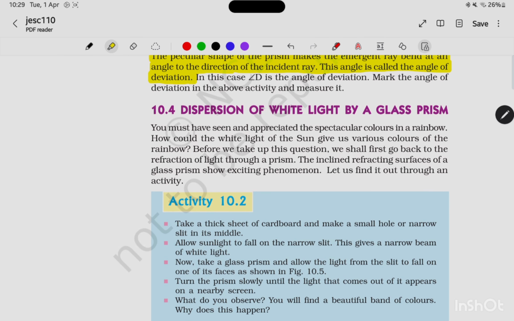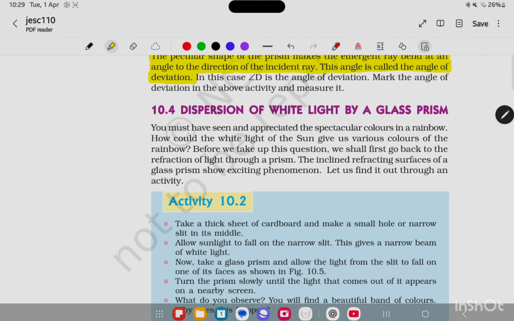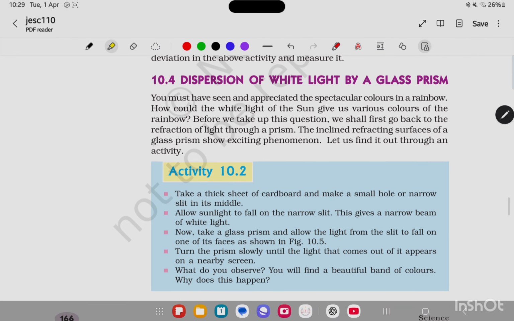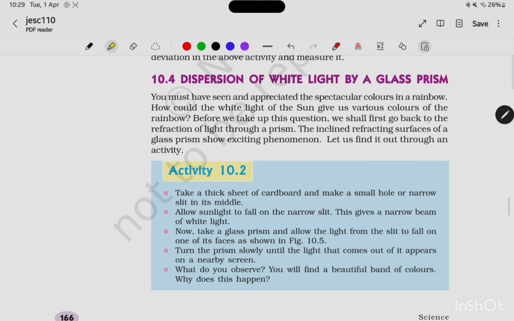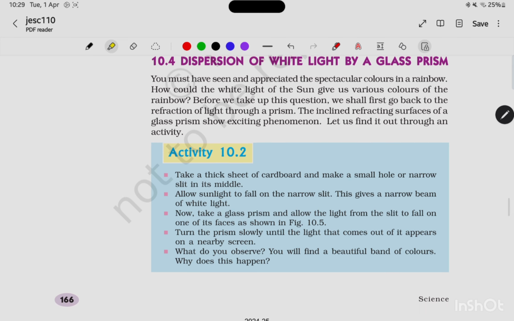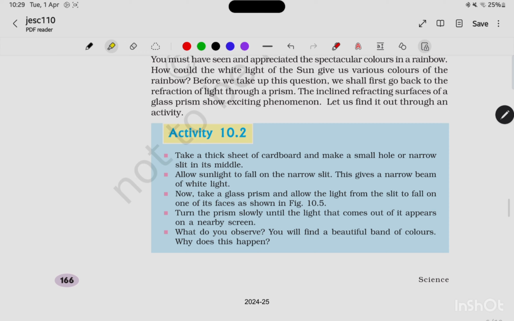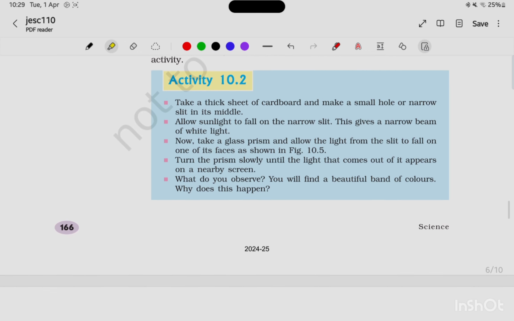You must have seen and appreciated the peculiar colors in a rainbow. How could the white light of the sun give us various colors of the rainbow? Before we take up this question, we shall first go back to the refraction of light through a glass prism. The inclined refracting surface of a glass prism shows an exciting phenomenon. Let us find out through an activity.